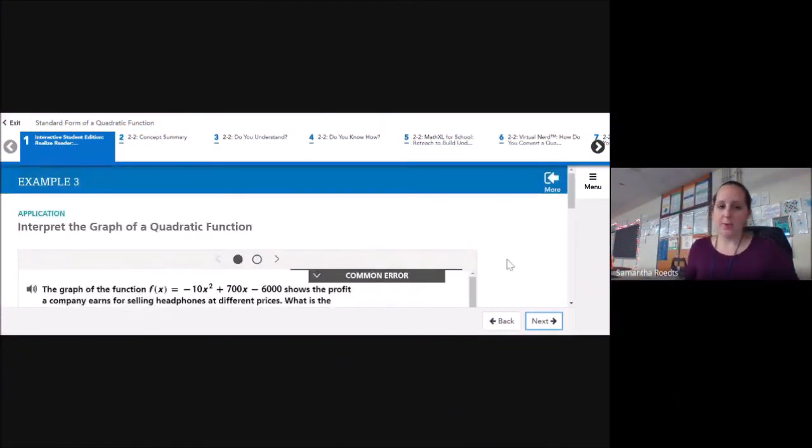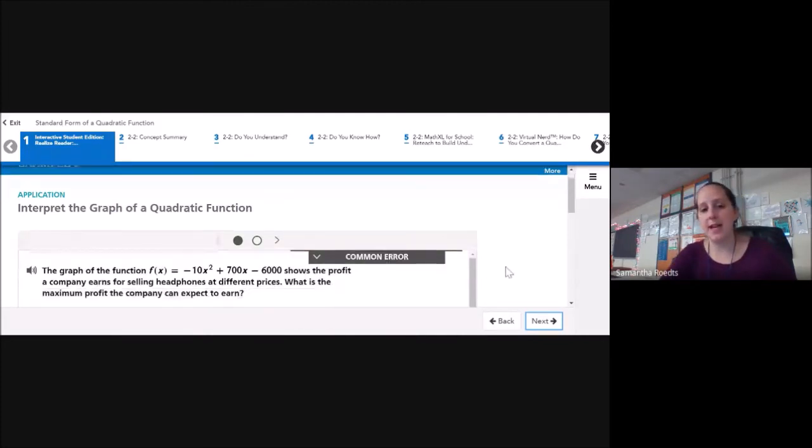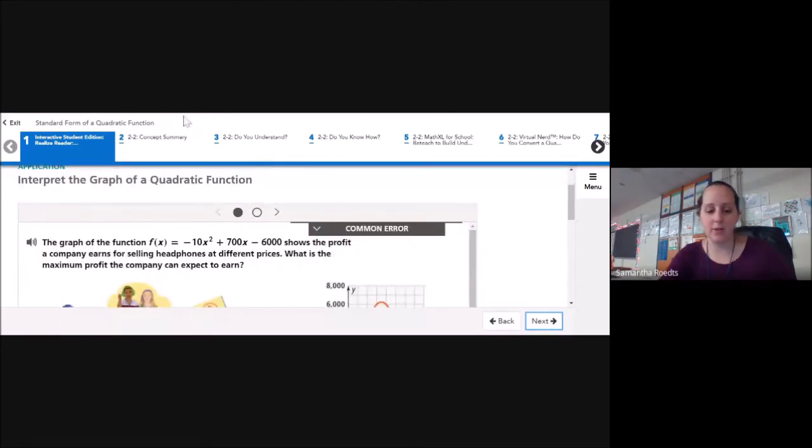Example number 3, interpret the graph of a quadratic function. So the graph of the function f of x equals -10x squared plus 700x minus 6,000 shows the profit a company earns for selling headphones at different prices. What is the maximum profit the company can expect to earn?